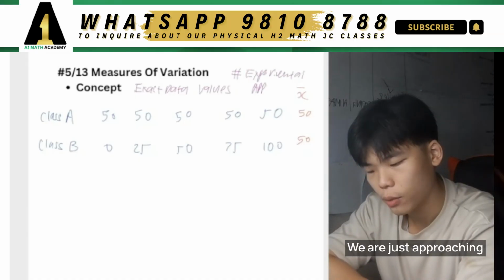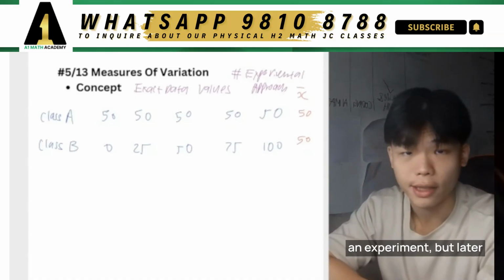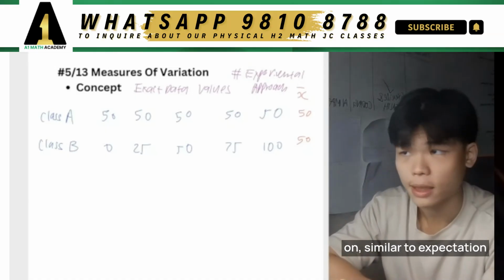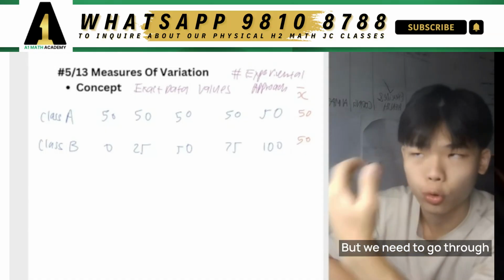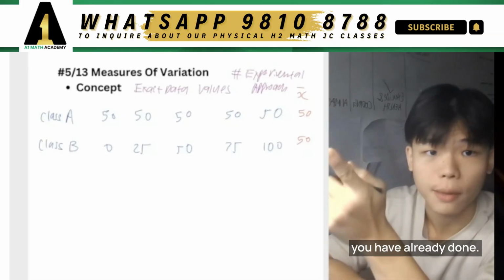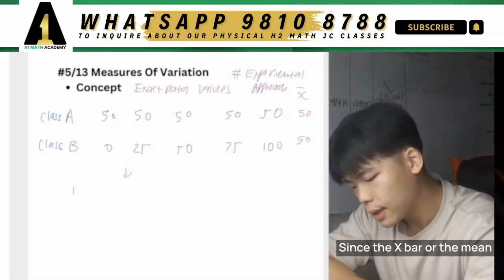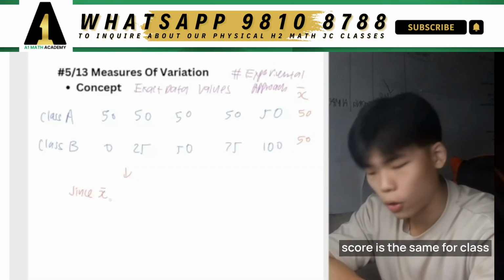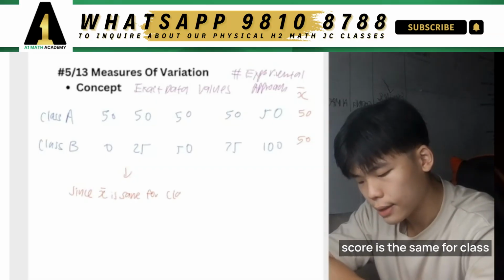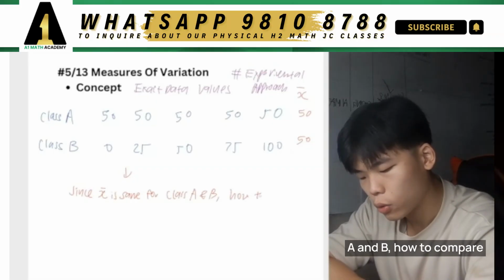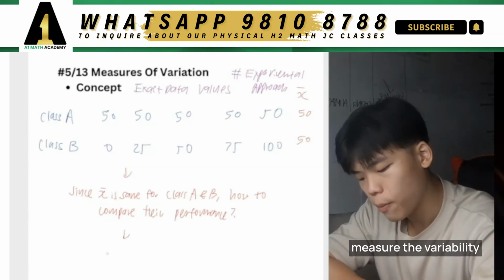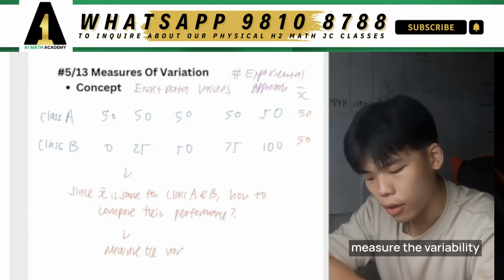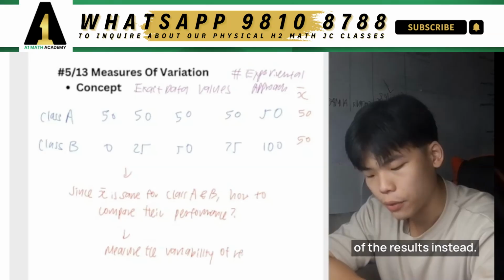They are all just exact data values, and therefore this one will be our experimental approach, right? We are just approaching this through the lens of an experiment. But later on, similar to expectation in the previous section, there's a theoretical approach as well to this. But we need to go through the experimental approach first, which is what you have already learned. So the question now begs, right? Since the X bar or the mean score is the same for class A and B, how to compare their performance? Then that is where we need to measure the variability of the results instead, right?